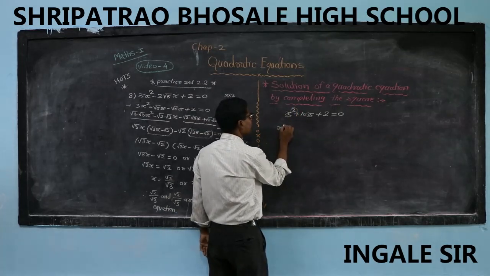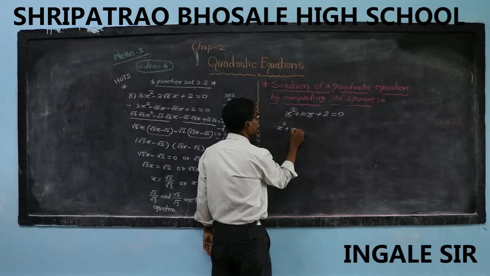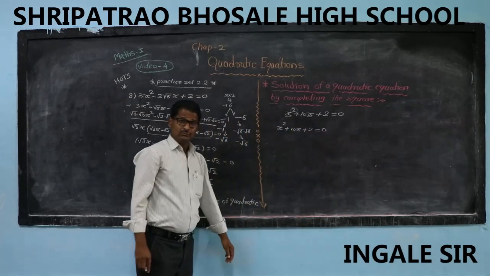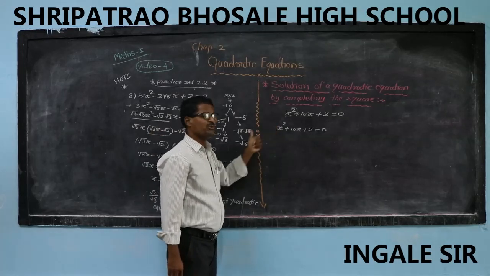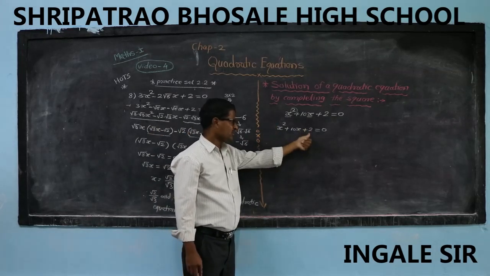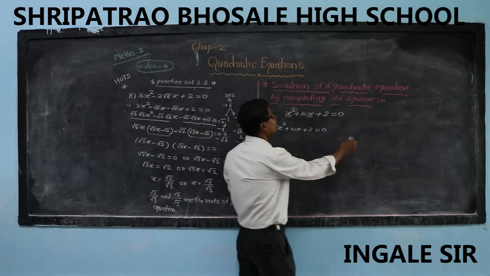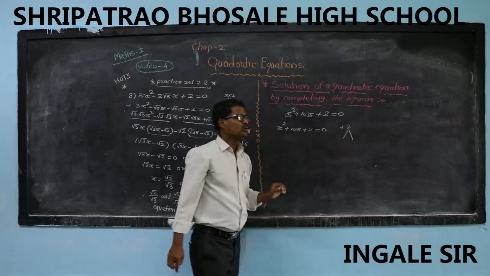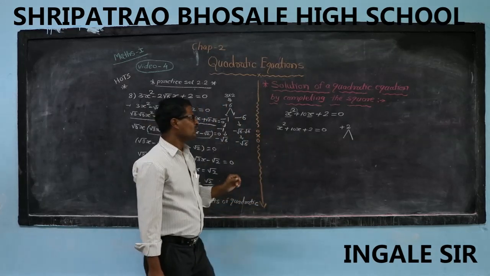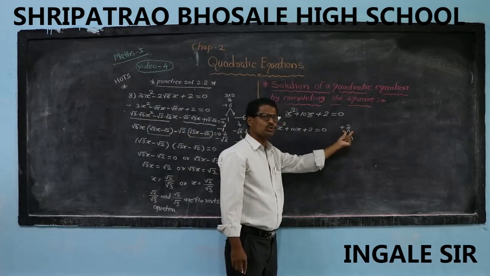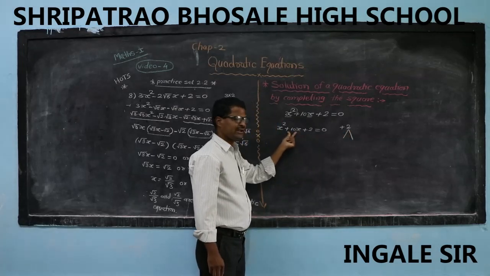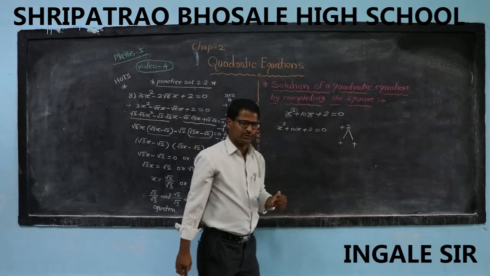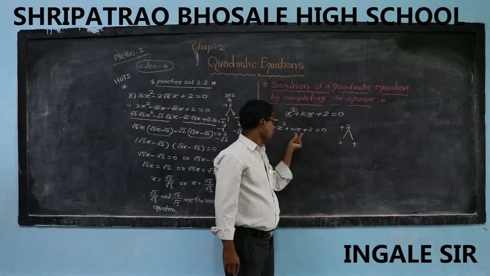So first we have to write the equation x² + 10x + 2 = 0. Here the quadratic coefficient is 1 and the constant term is 2. So we have to take +2. Here we have to find two factors of 2 such that the product is 2 and the sum is 10, because the middle term is positive. So both the factors are positive.